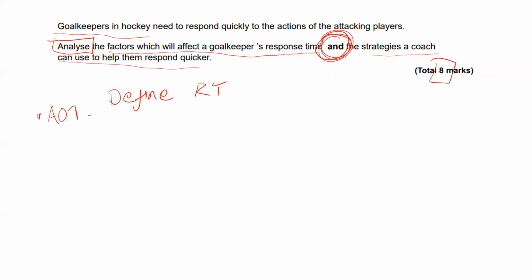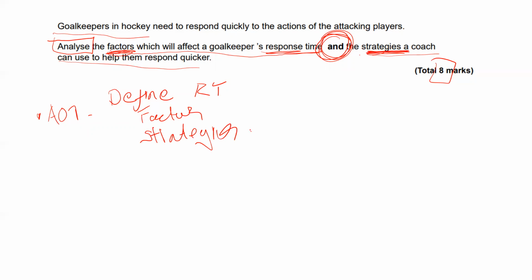And the other things, the factors. You need to say what the factors are. What factors can affect response time? So you're looking at things like the number of choices, the single channel hypothesis, the level of anticipation, the quality of selective attention, the PRP, the psychological refractory period, okay, amongst other things. Those are the kind of the key things that you should be looking at. And then you should also list strategies. So 3 things: definition of response time, the factors, and the strategies that a coach can use.